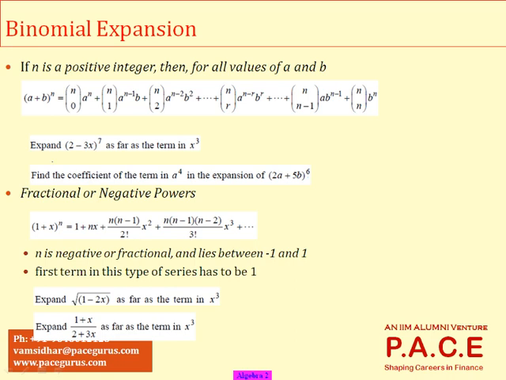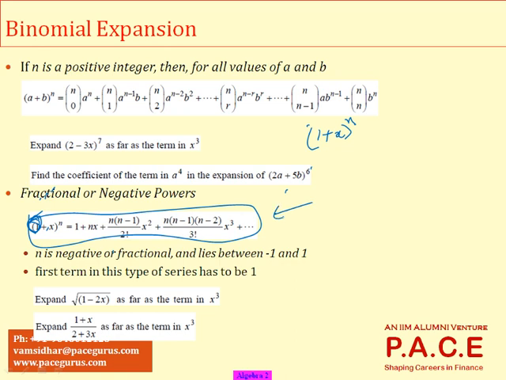Now, in that case, there is a slightly different expansion. You write it in this form. Always, any number, you expand it in the form of 1 plus x to the power n. Always write it as 1 plus x to the power n. So remember, the first term should always be 1. If I am able to express it in the form of 1 plus x to the power n, I can use this kind of a formula. And this is applicable only for fractional or negative powers.